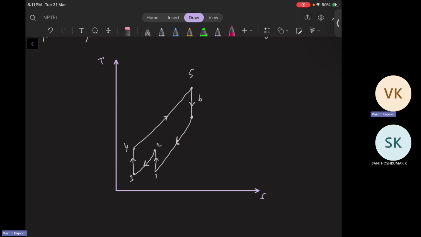Here heat is being supplied at this point, Q supplied in the combustion chamber. The temperature of 1 and temperature of 3, and temperature of 2 and temperature of 4, are tried to be maintained equal for perfect intercooling.